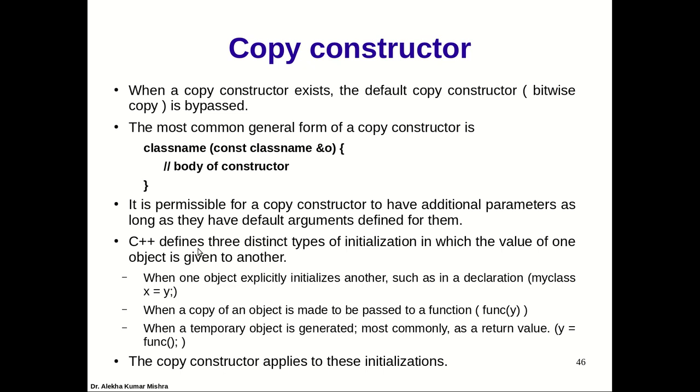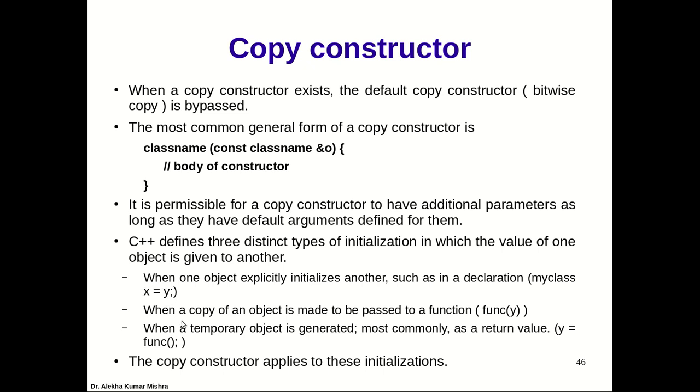C++ defines three distinct types of initialization in which the value of one object is given to another. Meaning to say that a copy constructor is indirectly called when these three conditions occur. First, when one object is explicitly initialized from another during declaration, like myclass X equal to Y, which creates an object and copies from an existing object Y. This calls the copy constructor.